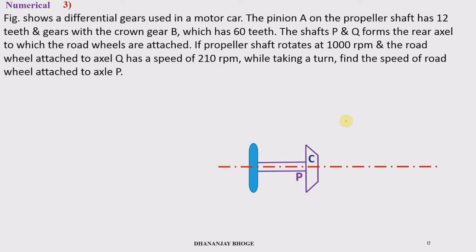Draw bevel gear C attached to axle P, on which the rear wheel is mounted. Draw bevel gear C attached to axle P, which is the rear axle of your vehicle.